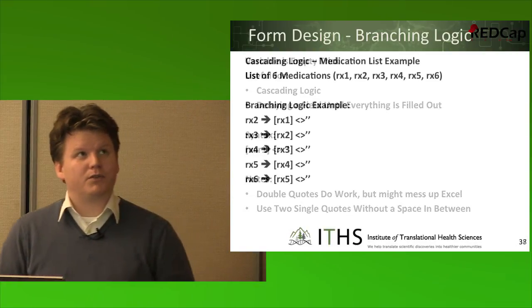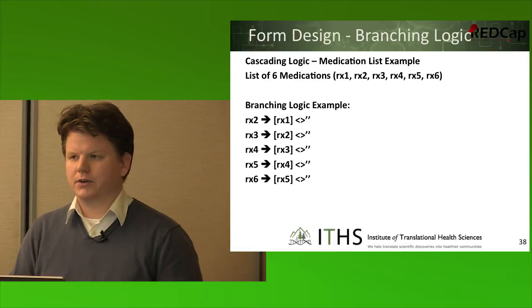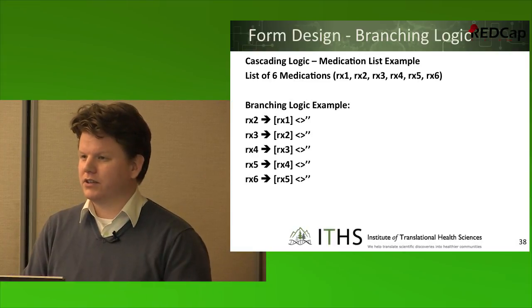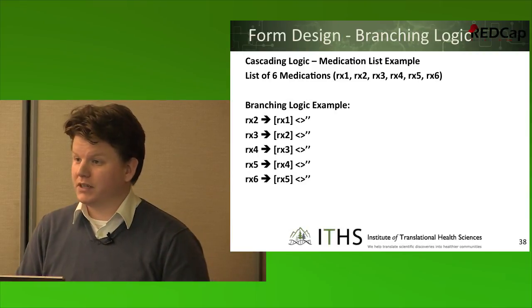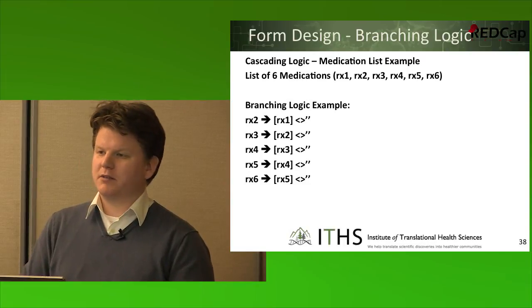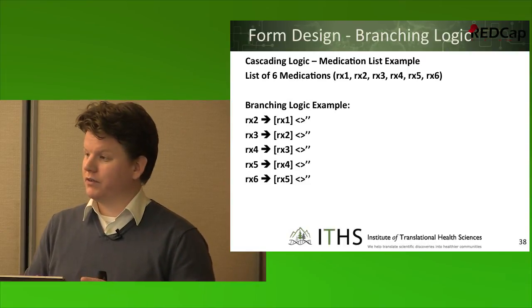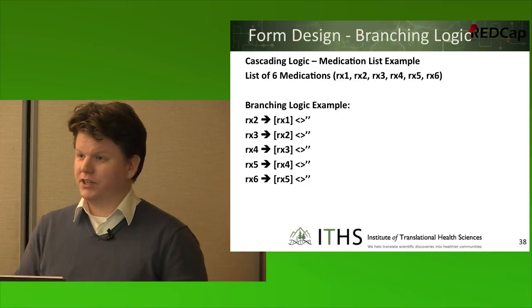Cascading logic. Promised it before. For instance, medication lists. So medication lists are similar to adverse events, in that you don't know how many medications people are going to have at any given point in time, but you do want to capture them all, or at least have room to capture them all. But at the same time, you want to keep your forms and your surveys short and succinct. So how do you deal with that?